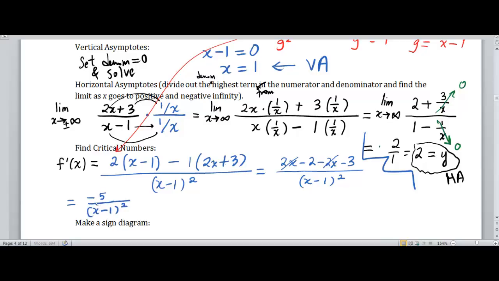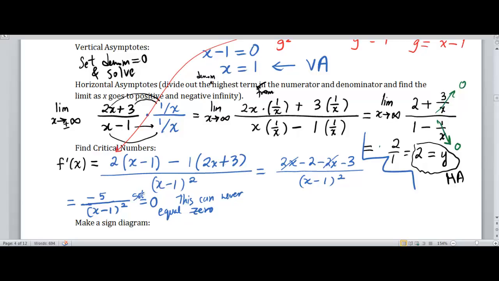Now remember, to find the critical numbers, you've got to set this equal to 0, and you've got to find out where this is undefined. Let's look at the 0 case first. If you have a fraction, the only way you're going to get a fraction equal to 0 is if the numerator, the top, is equal to 0. The top for this will always be negative 5. So can this equal 0? No. This can never equal 0. So we don't have any critical numbers where this equals 0. Okay? I'm going to say here, set equal to 0.